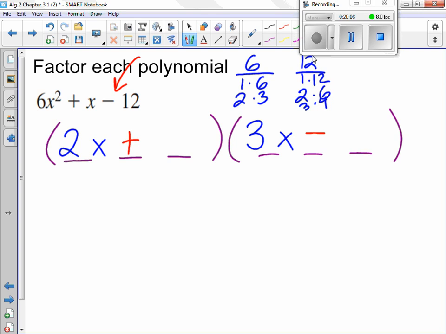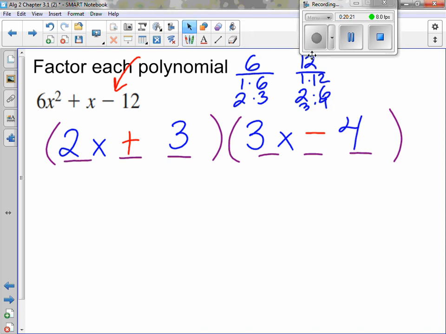Now how about 12? 1 and 12, 2 and 6, or 3 and 4? Three and 4. So I just picked 3 and 4 like this here because, again, the last thing we do is check.